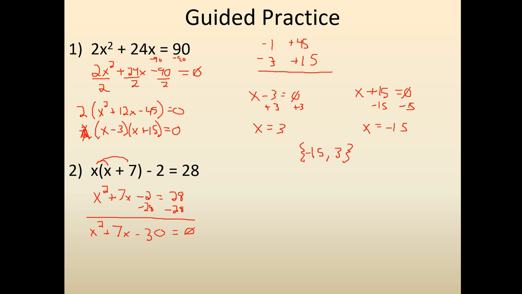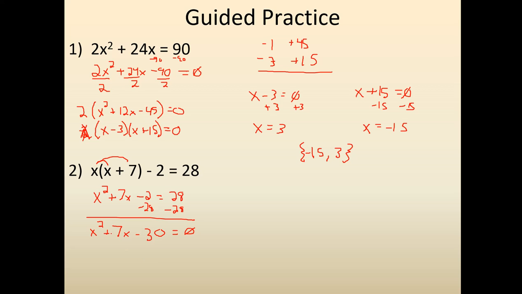Remember, don't be afraid to just use a calculator to double check the work. You just want to make sure you have the signs in the right spots. All right, so from here, I'm looking for two numbers that multiply to negative 30 and add to positive 7.